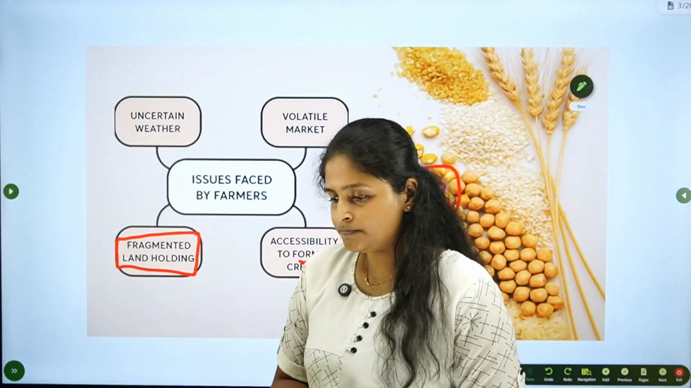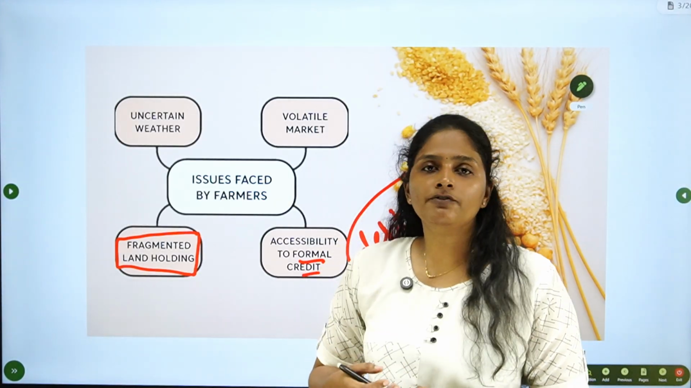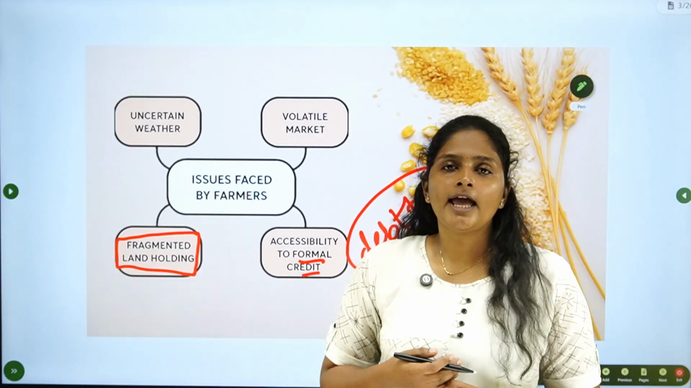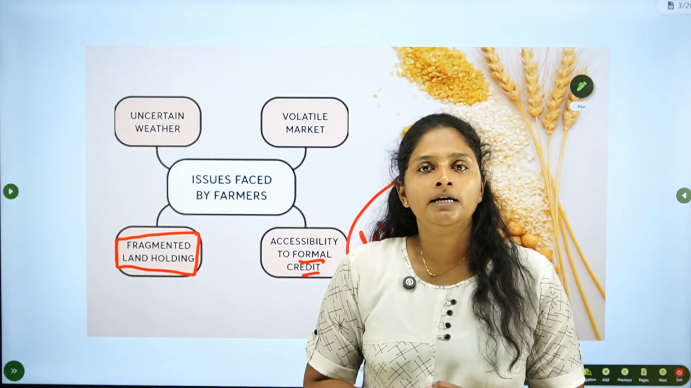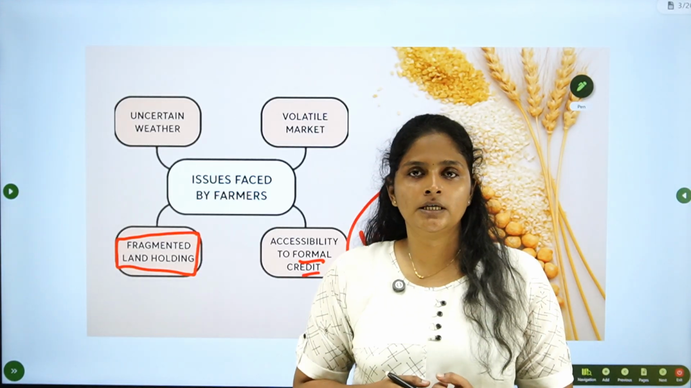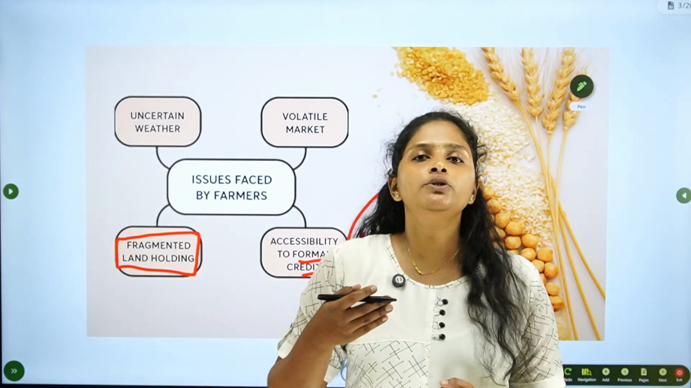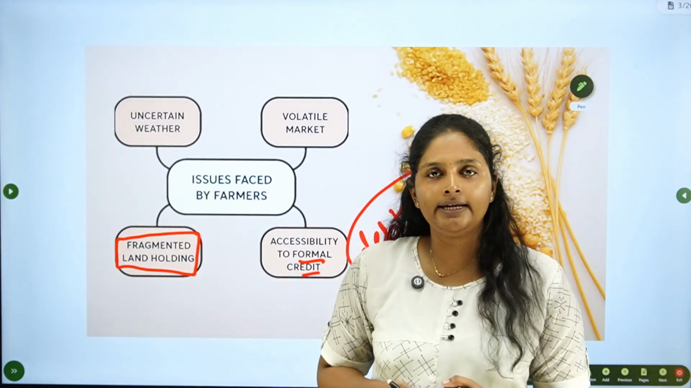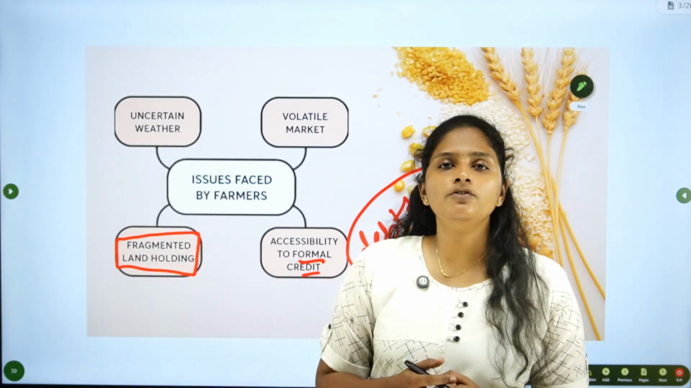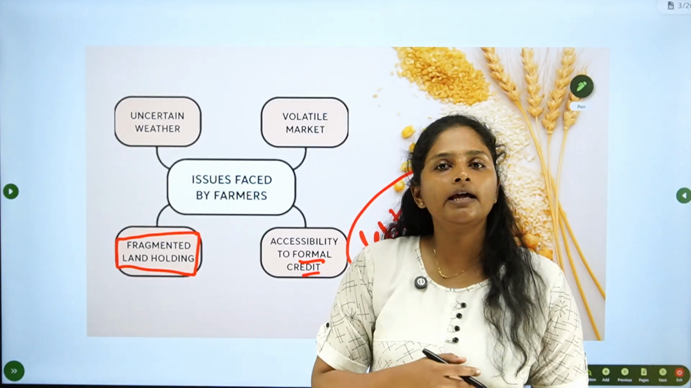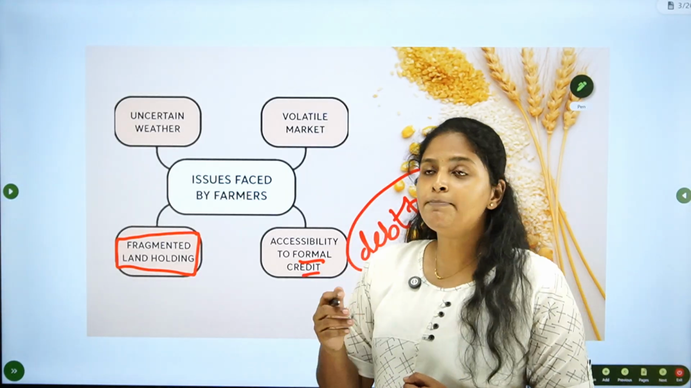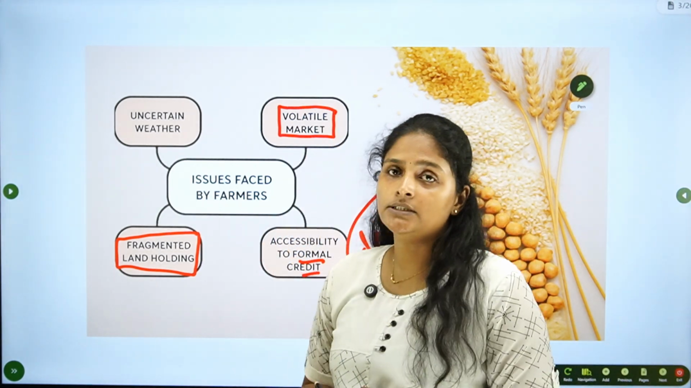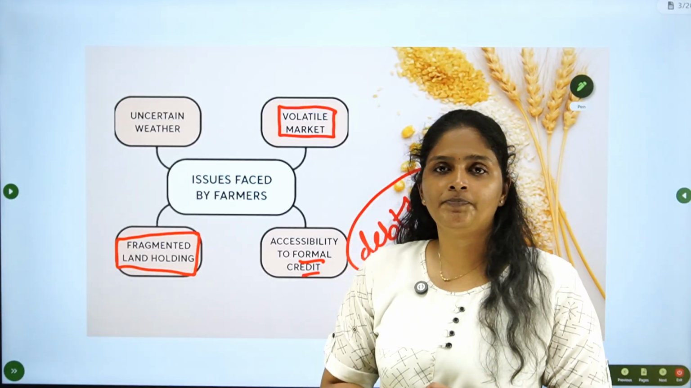Next thing is the dynamicity of the prices. Today, if 1 kg of rice costs 40 rupees, tomorrow it may go up to 50, it may go as low as 30, right? So that kind of volatility exists in agricultural markets. That price volatility reduces the income of farmers.